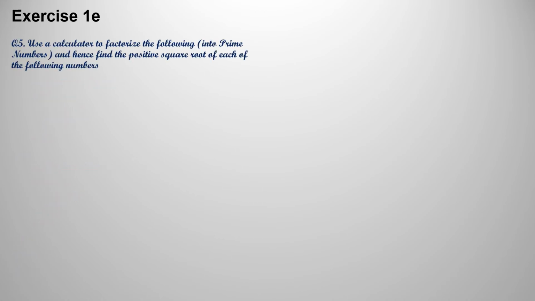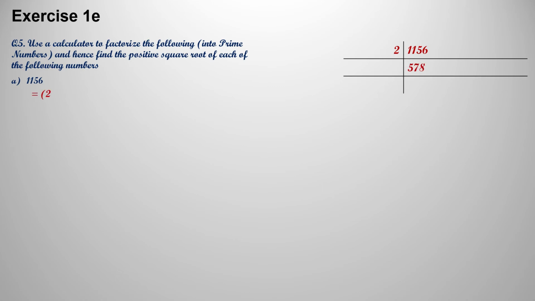Question number 5. Use a calculator to factorize each of the following into prime numbers and hence find the positive square root of each of the following numbers. Good thing is you're allowed to use a calculator here. 1156, you divide that by 2, the answer is 578. Divide that by 2 again, the answer is 289. Now we did that part in question number 3, part C, that 17 into 17 is equal to 289.